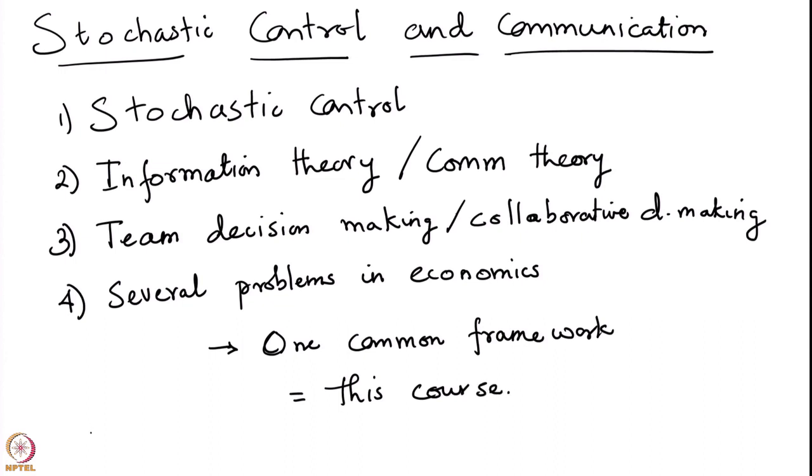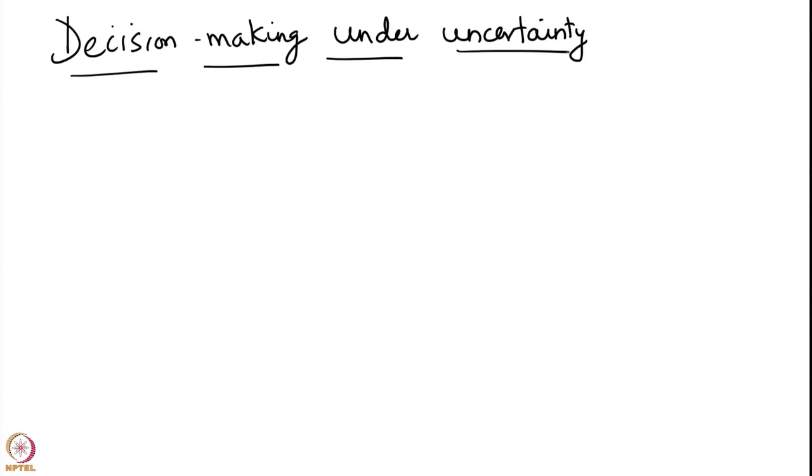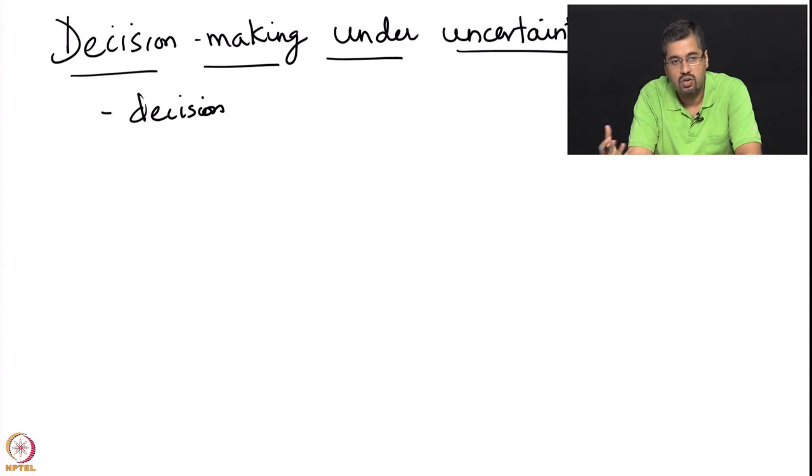So you might wonder what is common to all of these different types of problem classes. What is common is that they all fall under this broad umbrella of what I call decision making under uncertainty. Now decision making under uncertainty has two key aspects. There are two key aspects. First, there is a decision, which is some kind of variable whose value you want to choose. It is one of a set of alternatives that you want to choose from.